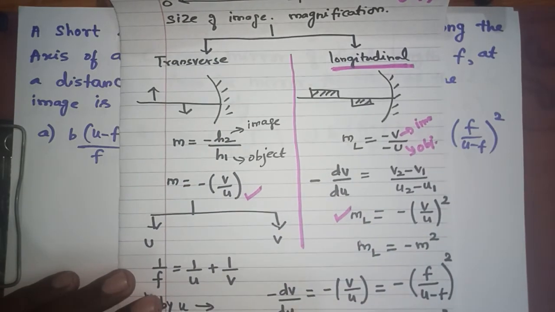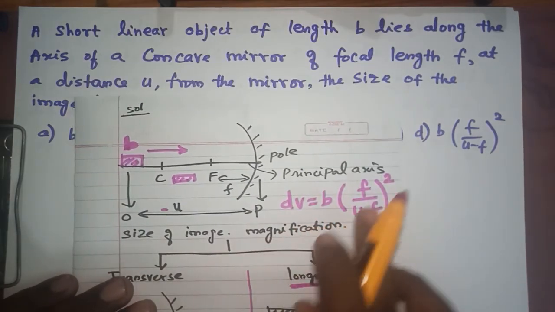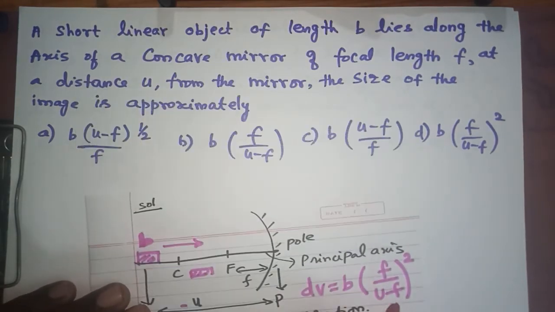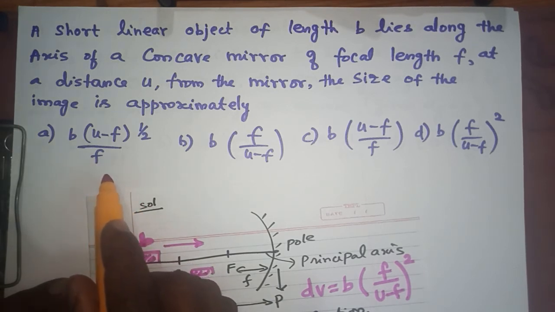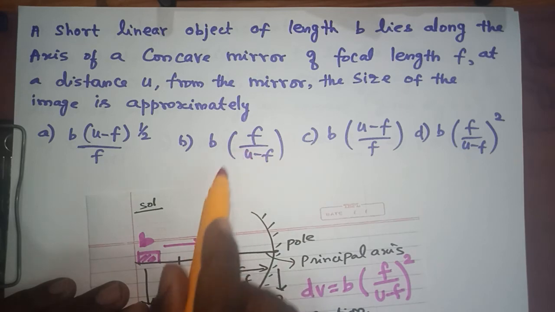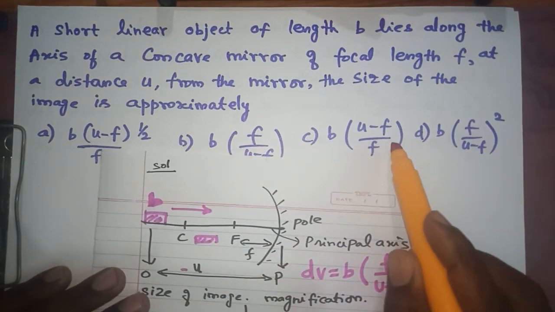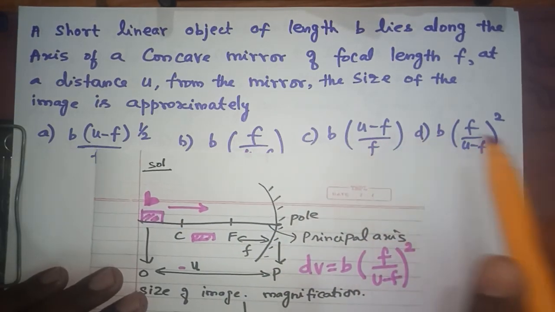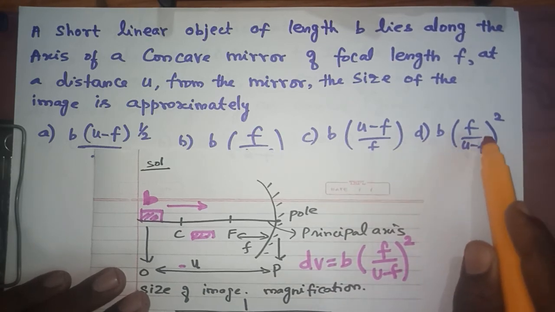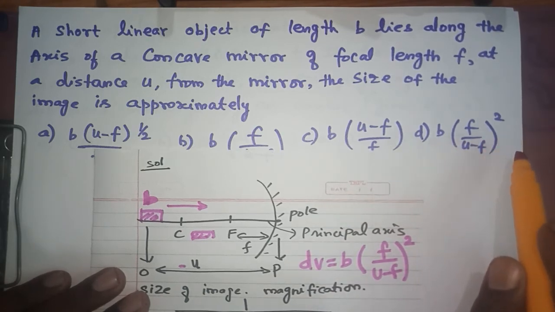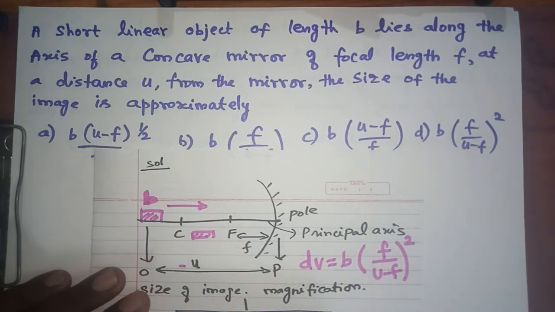So with all of your mathematics, you can calculate now dv equal to b f by minus. So here if you see, the option b u minus f is not correct, and f minus u options are missing the square over here, and here the square is in reciprocal form, and the right answer is answer D, b into f by u minus f to the whole square, for this sum, right? Okay.